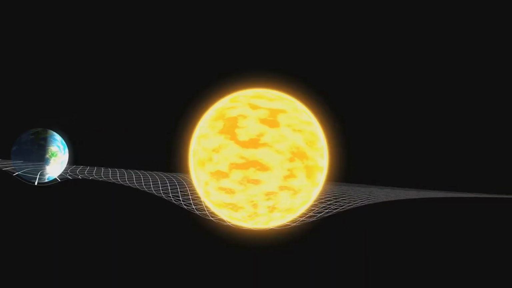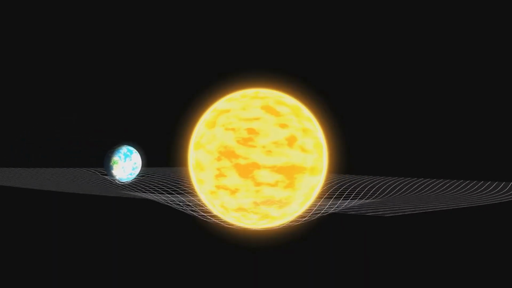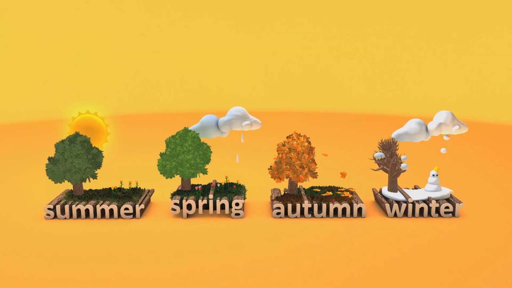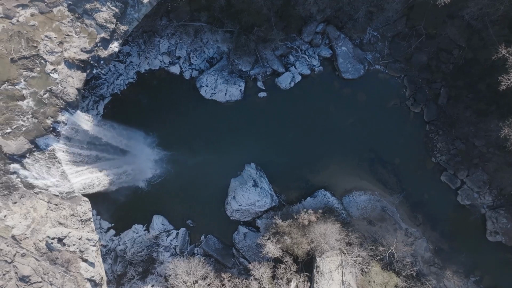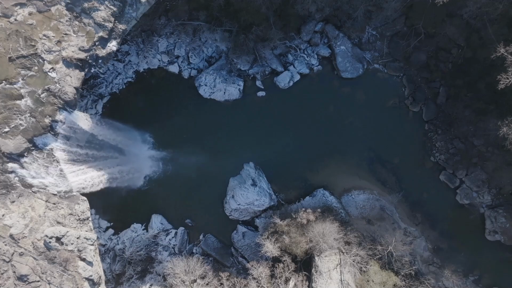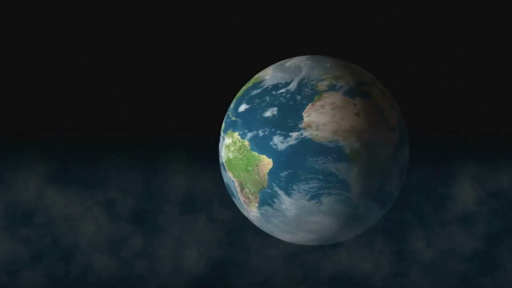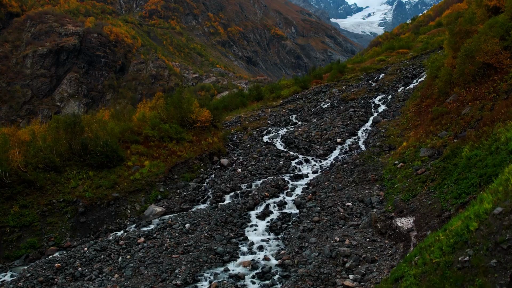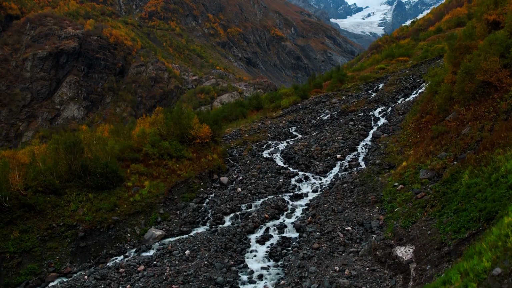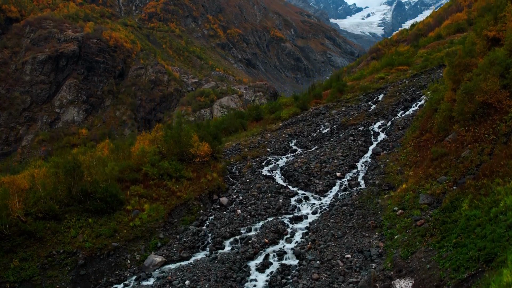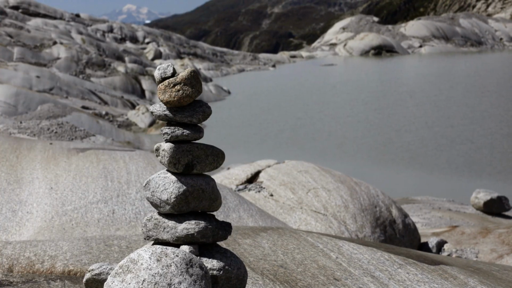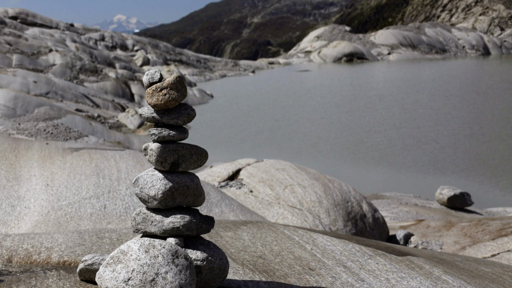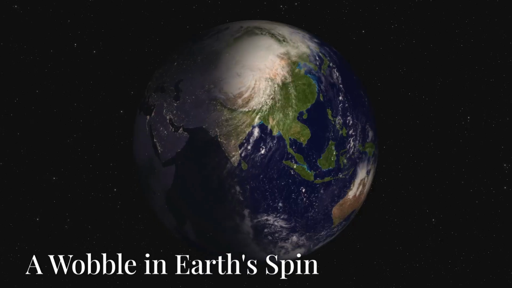When the tilt is greater, the poles are pointed more directly towards or away from the sun at different times of the year. This leads to more extreme seasons. Summers are hotter and winters are colder, particularly at higher latitudes. These changes in obliquity have significant effects on Earth's climate. When the tilt is greater and summers are hotter, ice sheets can melt more rapidly. Conversely, a smaller tilt can lead to less seasonal variation and contribute to the growth of ice sheets.